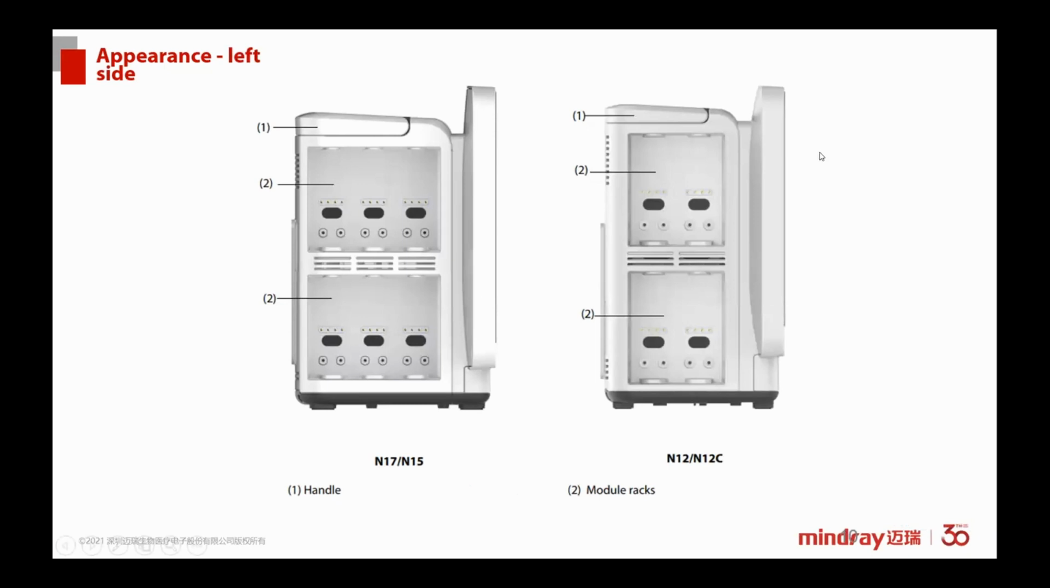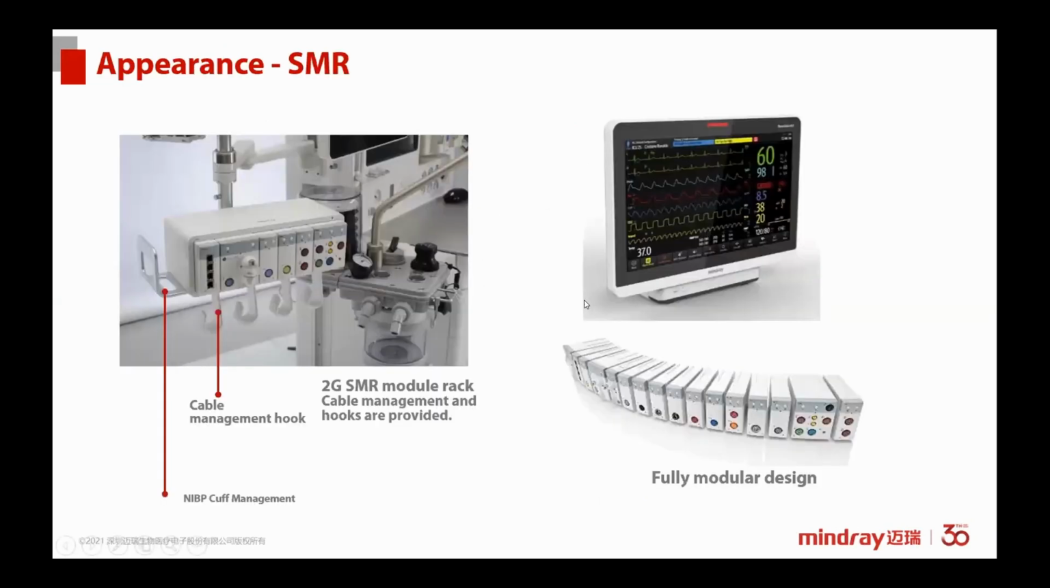The right view is the module rack. For N70 and N50, we have the 6 module rack. For N12, we only have 4 slots. Here we can insert our parameter module to implement different measurements of the parameters. Later, in the module introduction, we will introduce them.